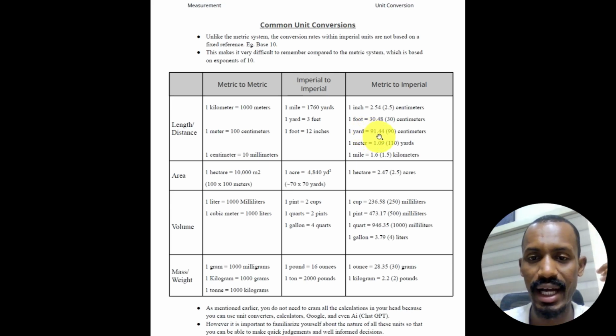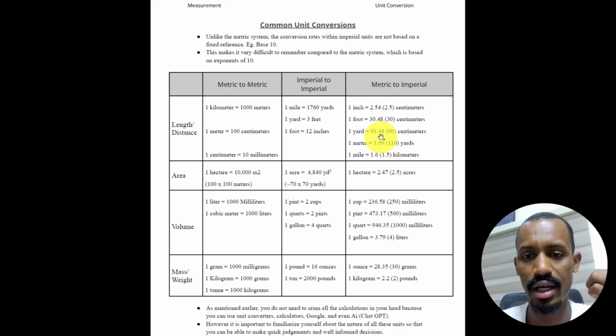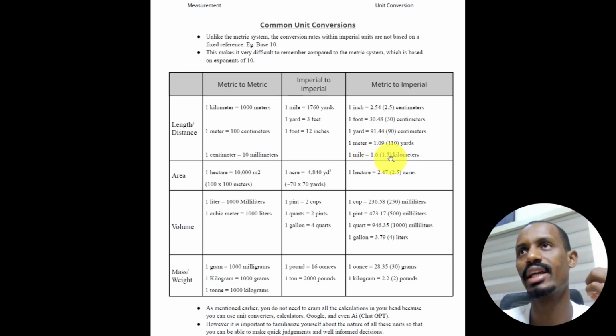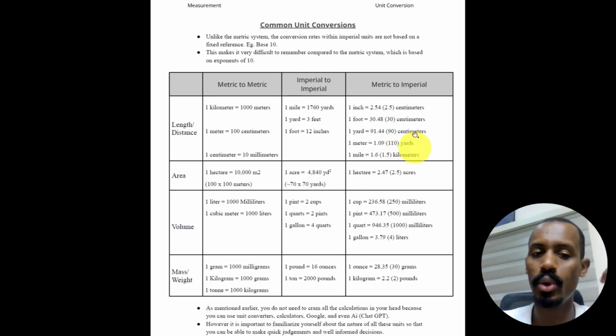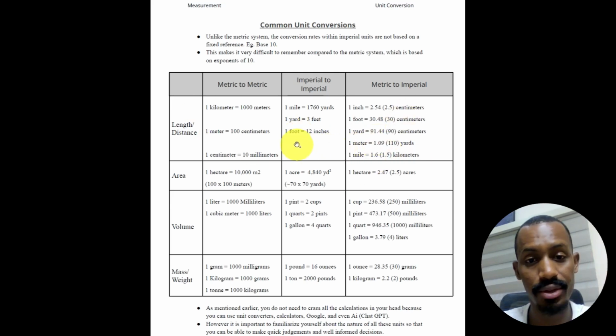Every time I see 1 yard, I'm like, okay, it's around 91 centimeters, which is a little bit less than a meter. When I see 1 meter, I'm like, it's going to be one yard plus. A yard is a little bit smaller than a meter, you see. When I see 1 mile, I'm like, it's 1.5, like a kilometer and a half. Remember, you can get all these things in the calculators, but it's good to know them, especially the basic ones.